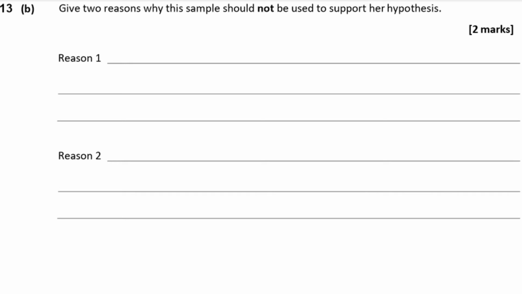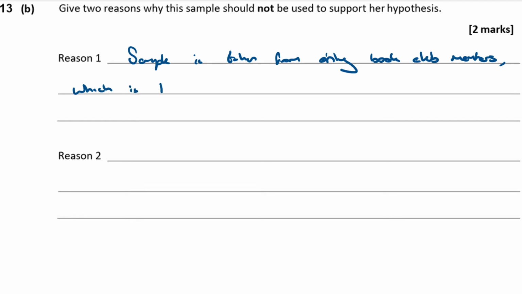Give 2 reasons why this sample should not be used to support her hypothesis. Okay, well, firstly, she's asked people in a book club, so these are people predisposed to enjoying books. Only people who really like books are going to be part of a book club, and therefore you would imagine that they're going to read more books than your average person. So the sample is taken from only book club members, which is likely to be biased.